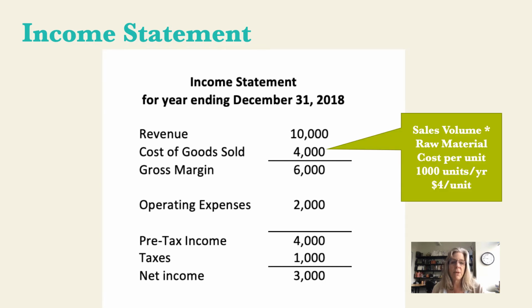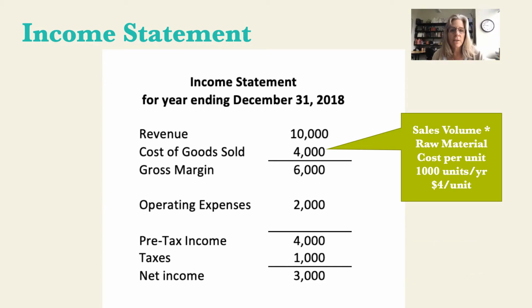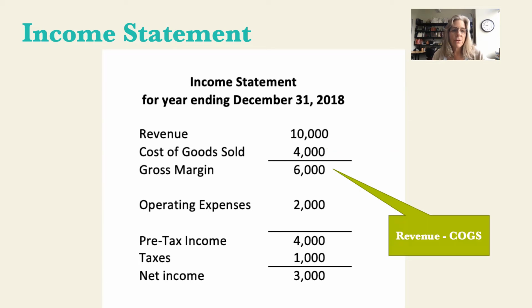And this is also simply the volume that you sold times the cost per unit. So in this case, we have 1,000 units times $4 a unit. Now, it could be cost of raw materials, and sometimes it also includes the cost of direct labor. And we'll talk a little bit about the different types of costs and calculations in a different video, but in this case it's the cost of goods sold, which is the raw materials, times the units sold. And then gross margin is just the difference between revenue and cost of goods sold. So often cost of goods sold is abbreviated as COGS to indicate that that's the cost of goods sold.